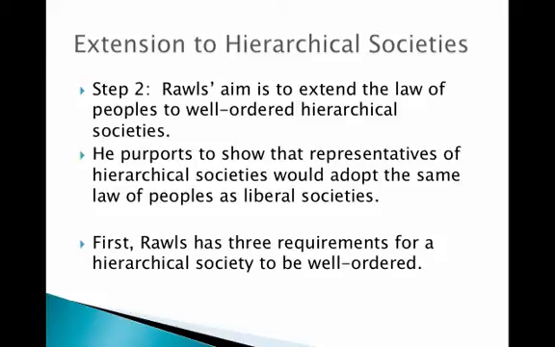Step 2 is Rawls' extension of the law of peoples to well-ordered hierarchical societies. Here he purports to show that representatives of hierarchical societies would also adopt the same law of peoples as liberal societies. Here again, he's going to have 3 requirements for a hierarchical society to be well-ordered.